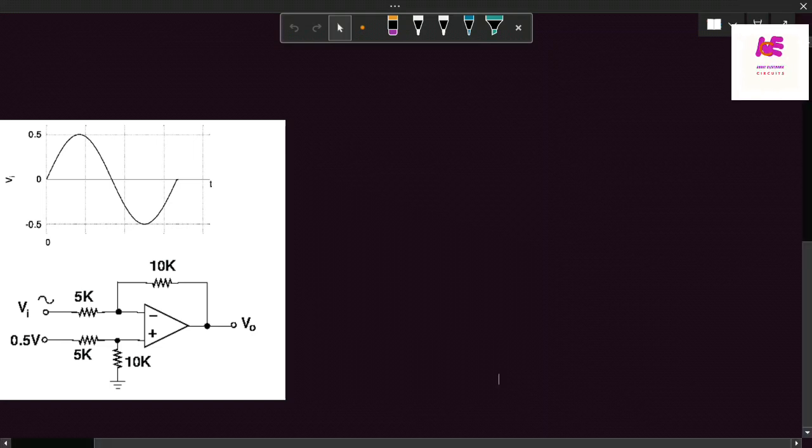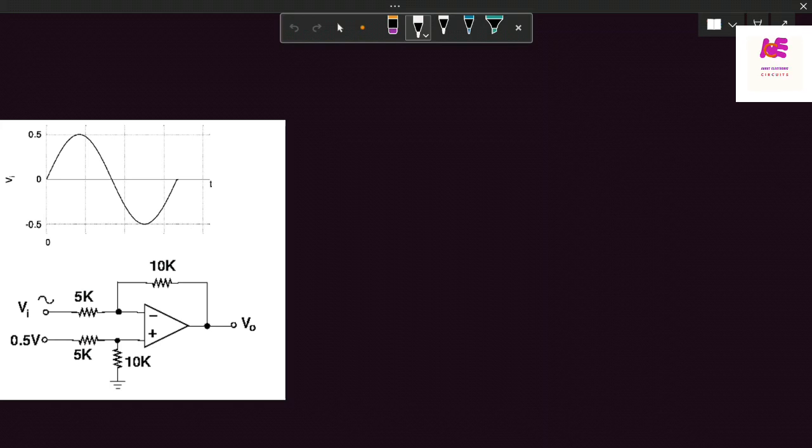A subtractor using an op-amp is given. A sinusoidal signal, which varies from 0.5 to minus 0.5, is applied at the inverting terminal. The voltage is V1, and it is AC. The voltage at the non-inverting terminal is 0.5 volt, which is DC. We have to find out the nature of the output waveform in this case.